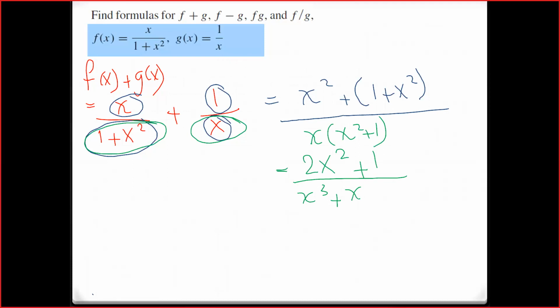Yes. Why can we not cancel the x squared plus 1 with the 1 plus x squared? Because here it's added, not multiplied. Okay, here you have an add, a plus sign. If they are multiplied, you can cancel them. But if they are added, you cannot cancel them.